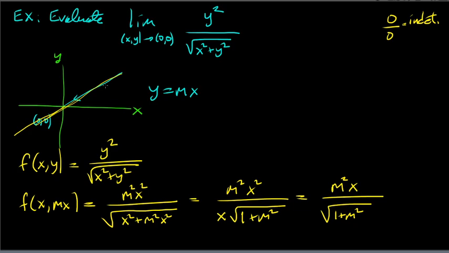And so any point along this line will have the same value, except for x. The x's will be different along these points, right? So what happens as x approaches 0? Effectively, we can calculate this by just taking the limit as x approaches 0 of m squared over the square root of 1 plus m squared, all times x.